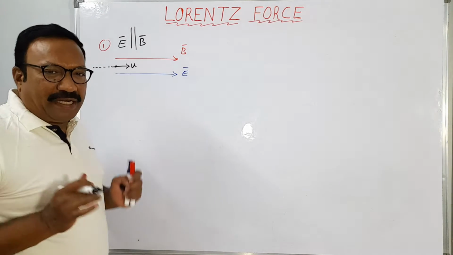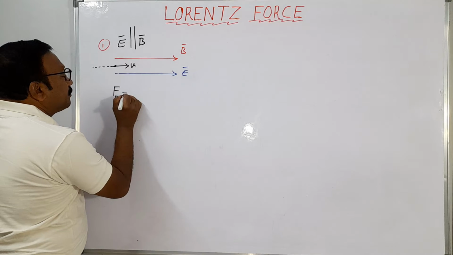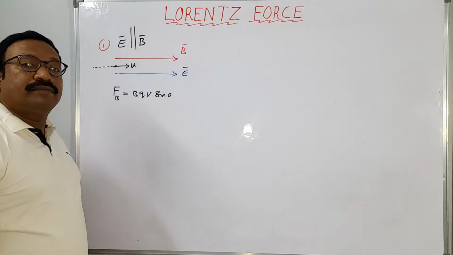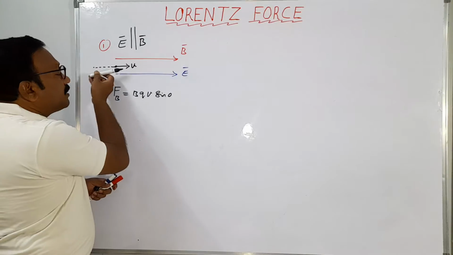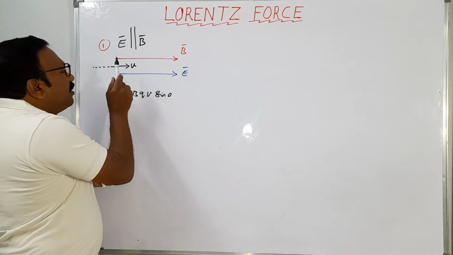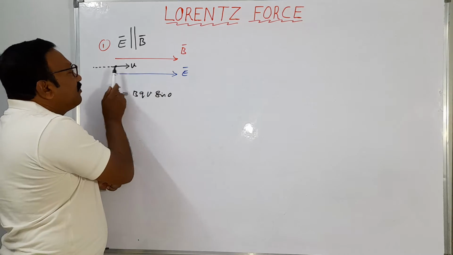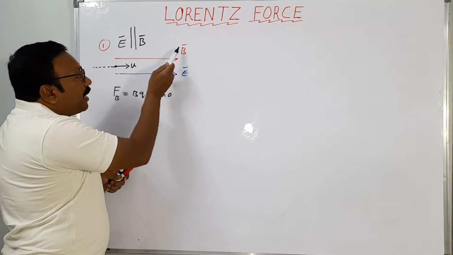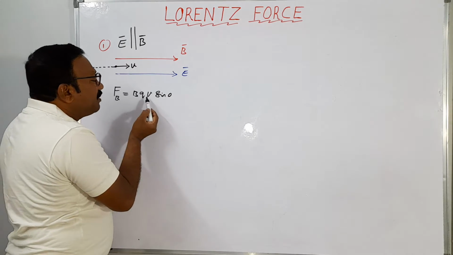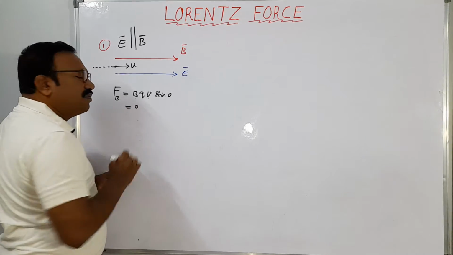Force due to magnetic field, let me calculate. So force due to magnetic field is BQV sine 0. Why? The particle is entering, V means here u only, the velocity with which it is entering. So it is parallel to B. So V bar and B bar are parallel. Therefore the angle between V bar and B bar is 0. Therefore sine 0. So force due to magnetic field is 0.